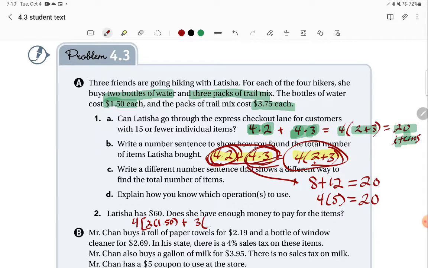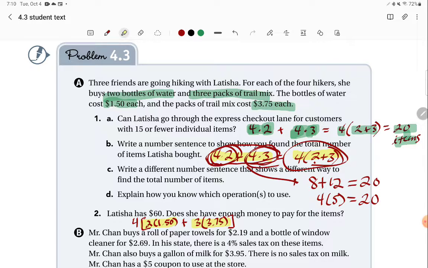Each person gets 3 snack packs or trail mix packs, and each one of those is $3.75. Okay, so here's our expression that we could set up, and we could simplify inside. So the first thing you would do is multiply 2 times 1.50, that's $3, and then 3 times $3.75. So this is where you could use a calculator with the tedious operations.